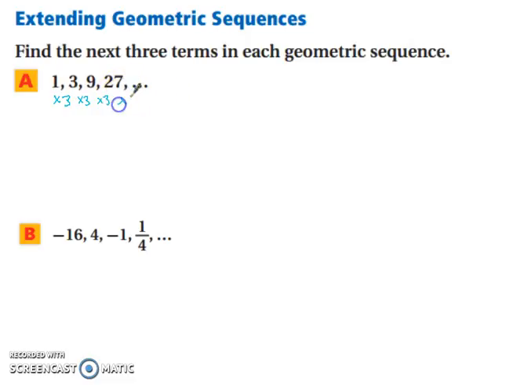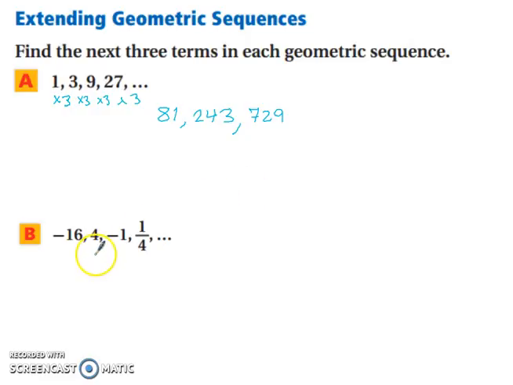So 27 times 3 is going to give us 81. And then 81 times 3 gives us 243. And then we take 243, multiply that by 3, and we get 729.